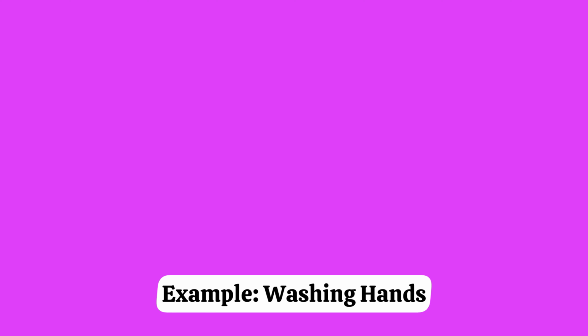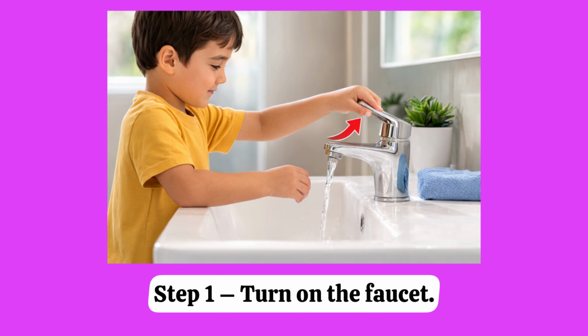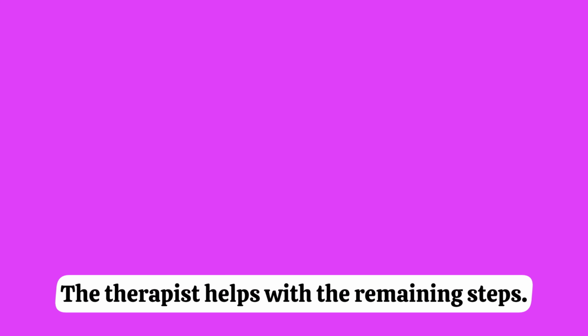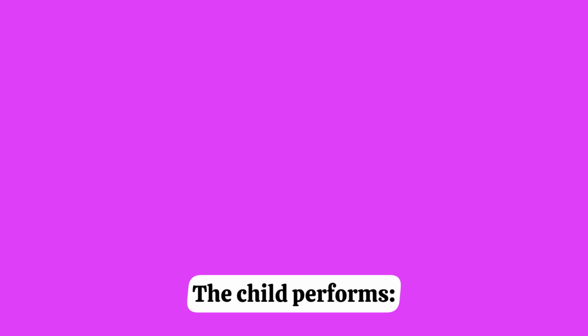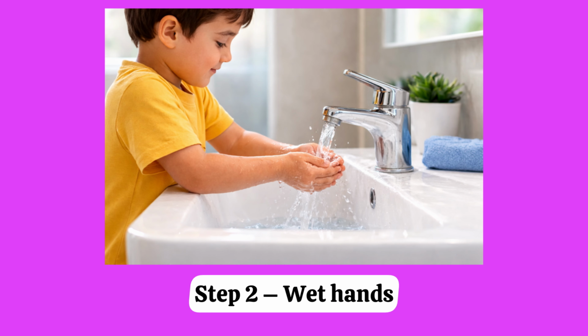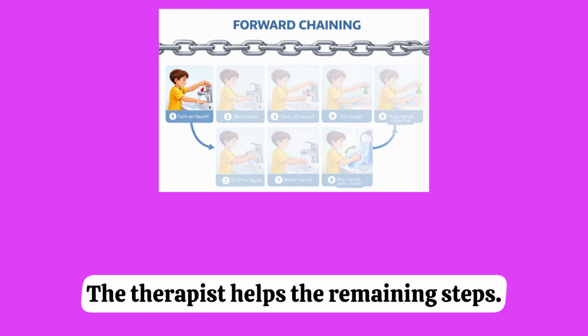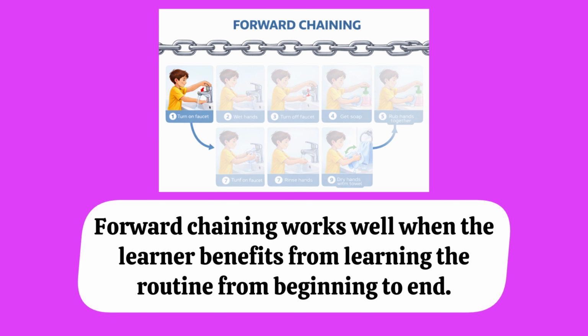Example: washing hands. Session 1. The child learns step 1, turn on the faucet. The therapist helps with the remaining steps. Session 2. The child performs step 1, turn on the faucet, and step 2, wet hands. The therapist helps with the remaining steps. Over time, the child learns each step sequentially until the entire hand washing routine is completed independently. Forward chaining works well when the learner benefits from learning the routine from beginning to end.